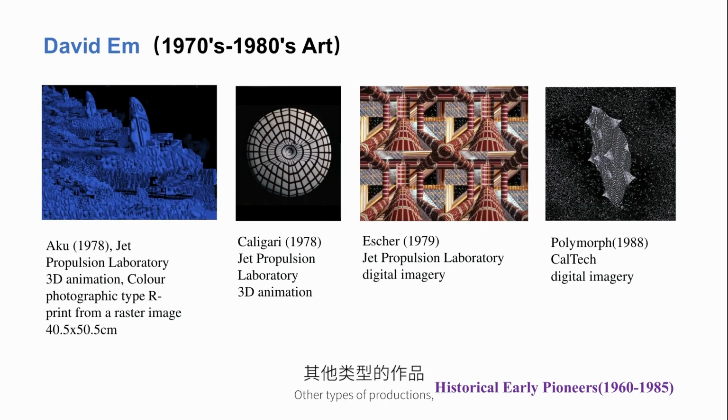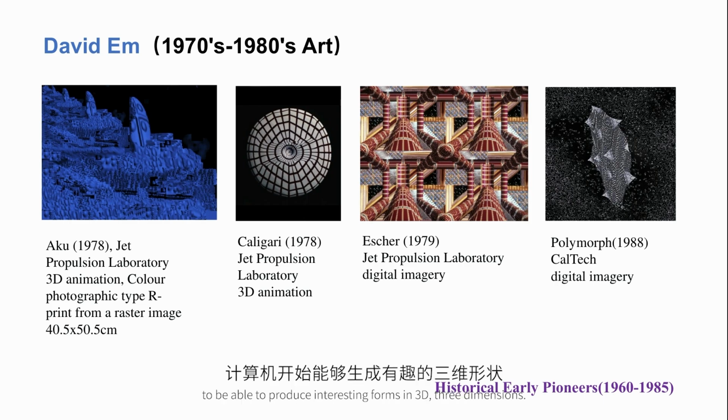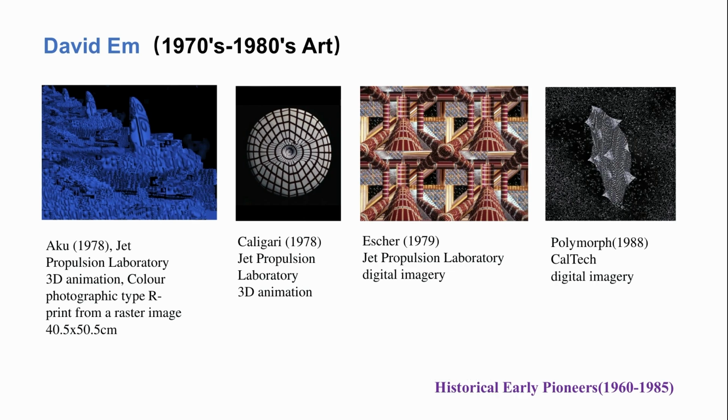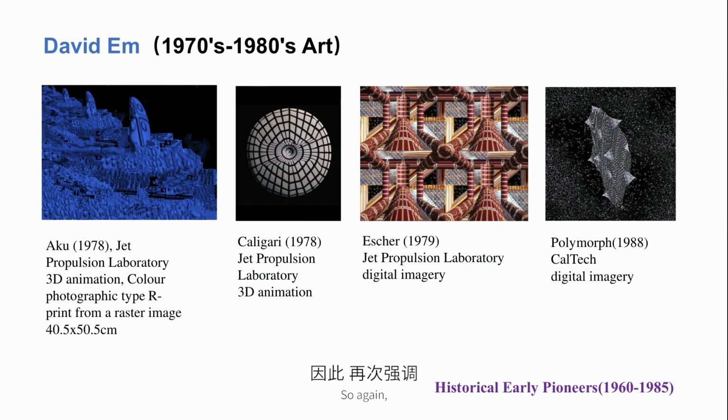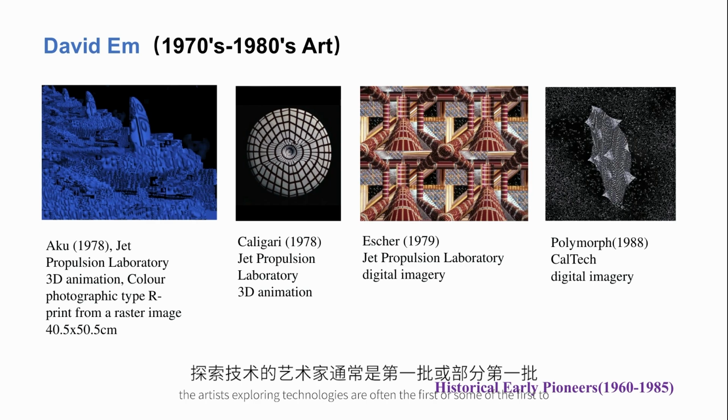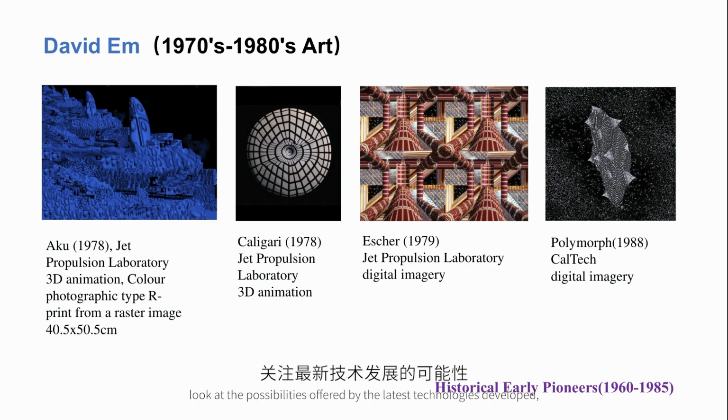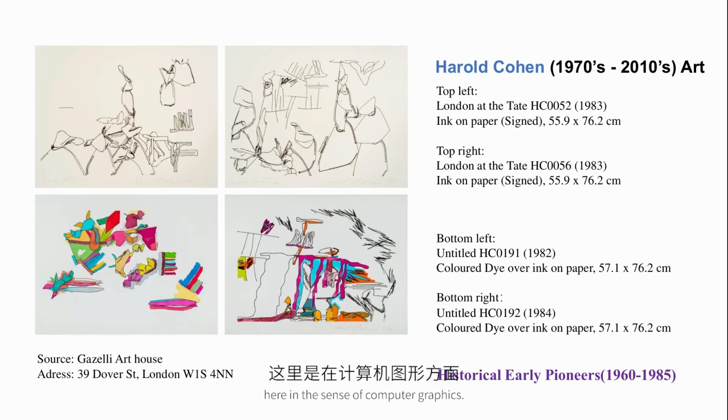Other types of productions, this time a bit more recent. We see the appearance of 3D renditions as computers of the late 70s, early 80s start to be able to produce interesting forms in 3D, three dimensions. And also we see more sophisticated textures and colors appearing. So again, the artists exploring technologies are often the first, or some of the first, to look at the possibilities offered by the latest technologies developed here in the sense of computer graphics.